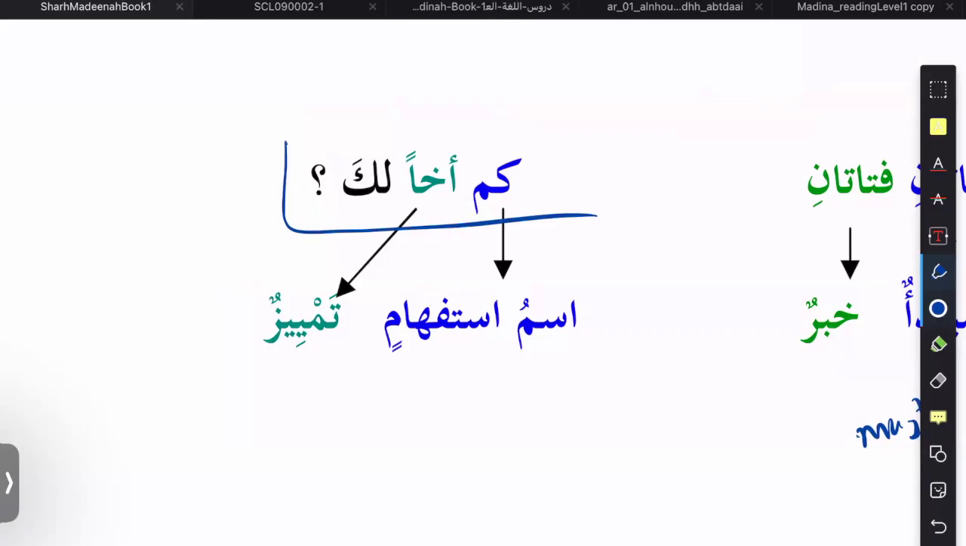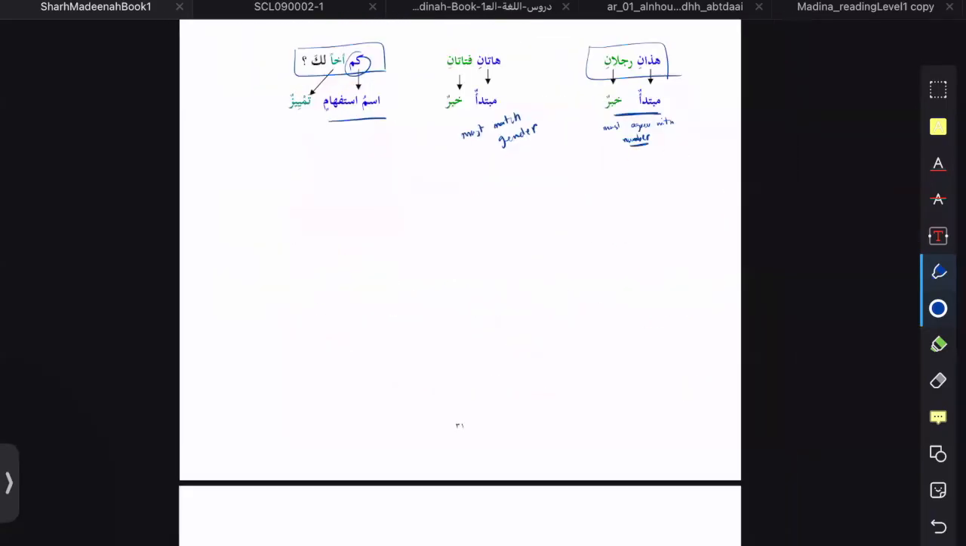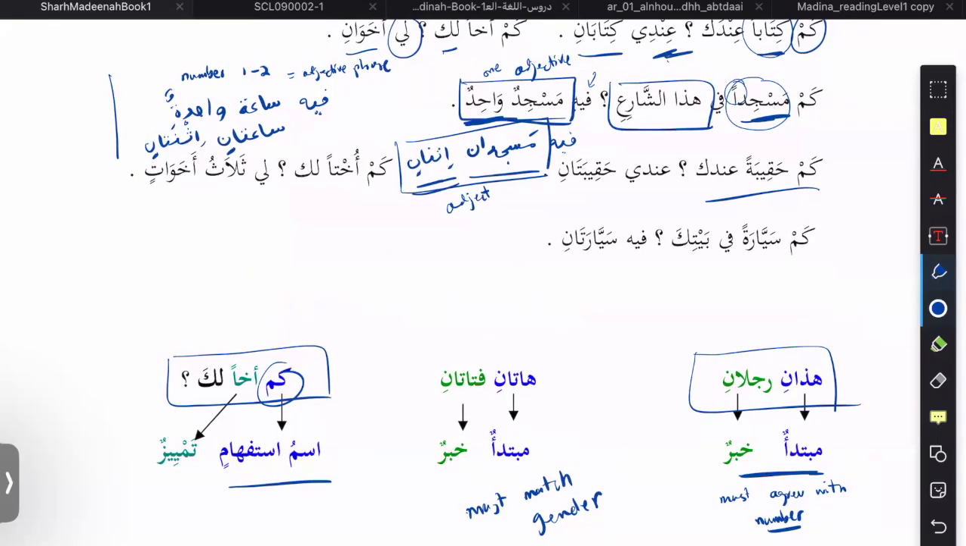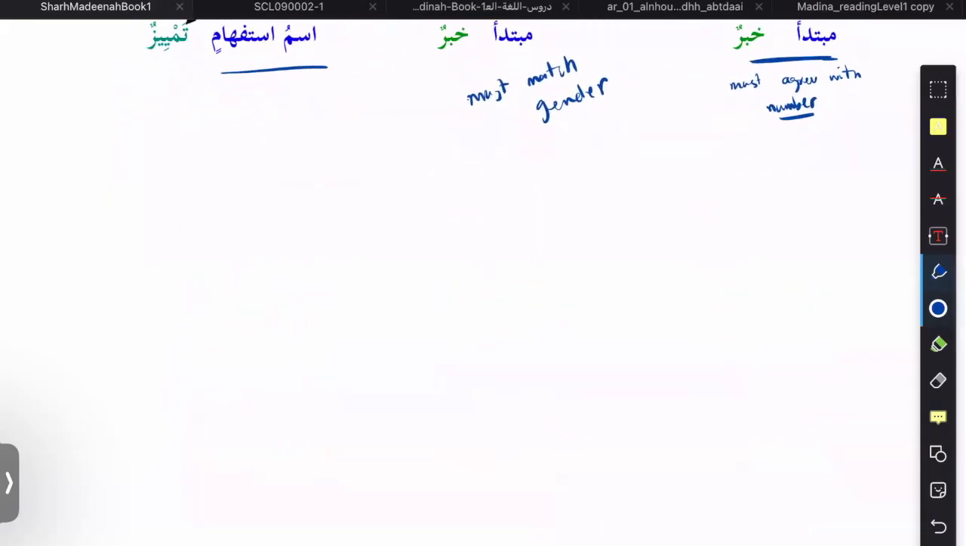And the rule, kam akhan laka. So this is ism istifham, and akhan here we say is tamyiz. Akhan is tamyiz, because it's clarifying what number you want to know. I want to know about the brother. Makes sense? So fairly simple. As I mentioned to you, the rules are simple, but what the author did not mention is its state. So I'll just quickly mention it here. I think this is something that you'll learn in the next book.